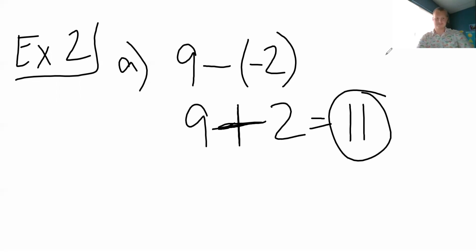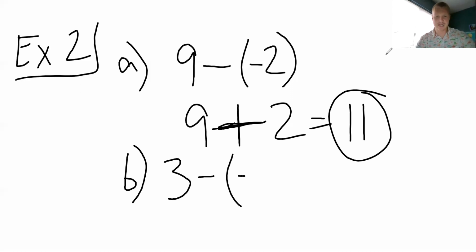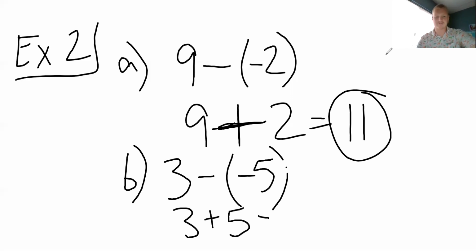Example 2, letter B. No, I decided to skip letter A because it was pretty repetitive. Okay. Letter B, we have 3 minus -5. This one's also pretty repetitive, but Logan, what am I doing here? Yep, 2 negatives are going to make a positive. So 3 plus 5, as we all know, is 8. Good job. Okay, that's example 1 and 2. Let's move on to our real world example.